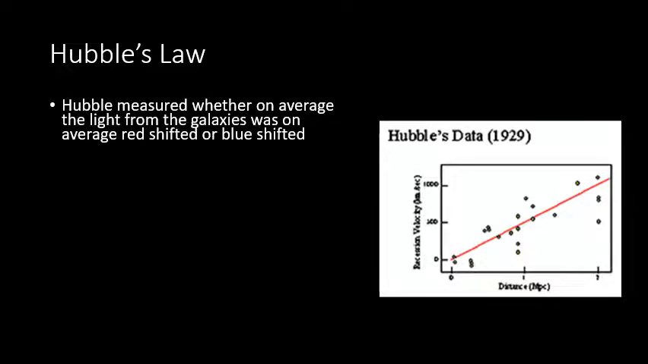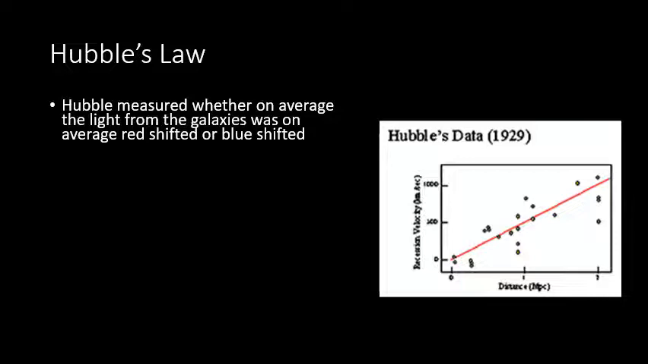At the same time, he measured whether these galaxies were red or blue shifted. And you can see from his graph there, I know it's not a very good graph, that the vast majority of them are red shifted. There's a few in the bottom there that are blue shifted, that are below zero on the velocity axis, and that's because they're gravitationally bound to us. But he found that the vast majority of galaxies were red shifted.